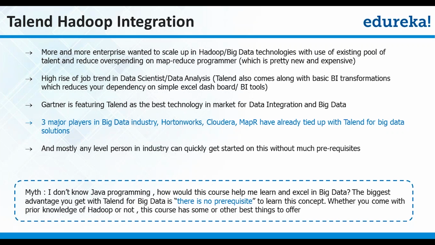Gartner is featuring Talend as the best technology in the market for data integration and big data because it provides seamless integration with big data with very little knowledge about the Hadoop system or the actual programming logic. Three major players in the big data industry, Hortonworks, Cloudera, and MapR, have already tied up with Talend for big data solutions. For all of them, you have a complete solution.